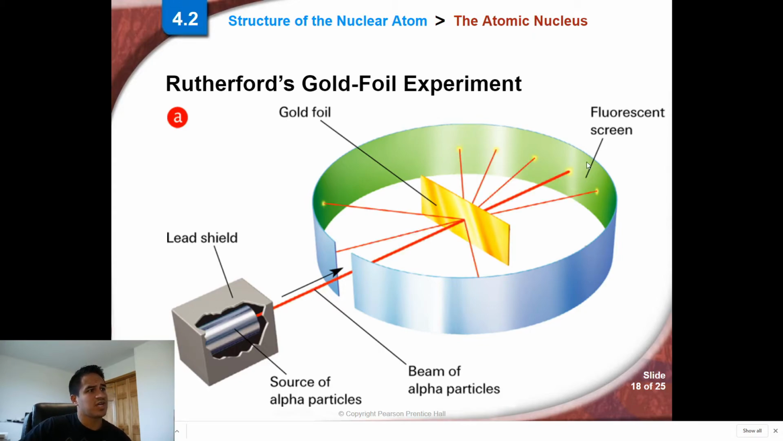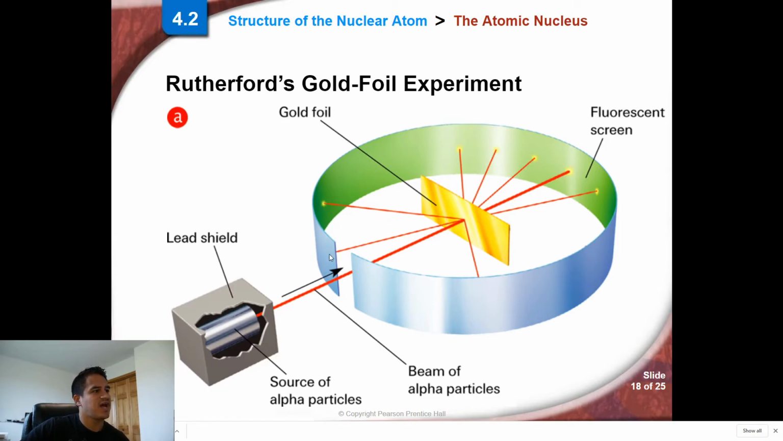Now, these ones that are hitting behind the gold foil was exactly what he presumed was going to happen. There's a little bit of deflections here or there just because you make some contact with atoms, but for the most part, they're on the backside. However, he had these deflections in the front that didn't make any sense. This would be like if you took a cannonball, you shot it at a piece of tissue paper, and it bounced back at you. It just doesn't make sense.